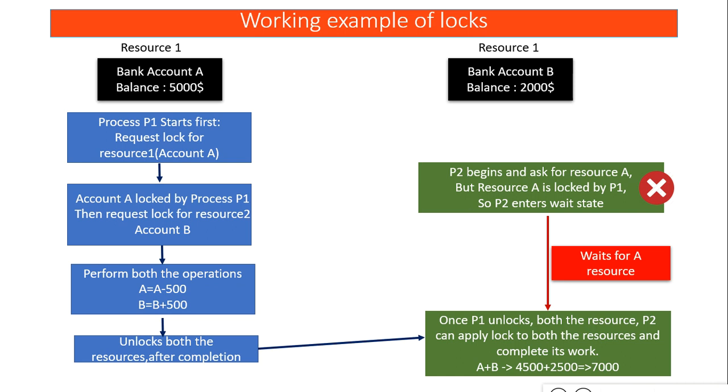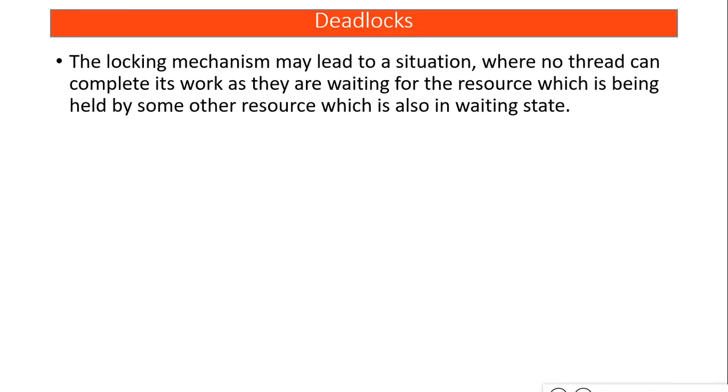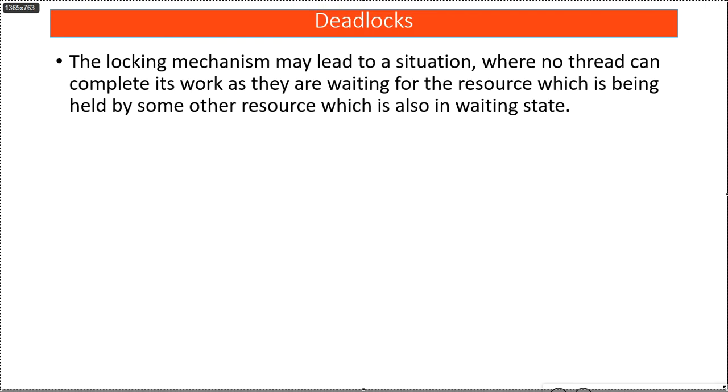But the synchronized keyword, or locks, produces another issue, which is called a deadlock. Let's understand this. What is a deadlock? If two processes are executing for the same resource and waiting for some resource which is held by some other process, so that no process can complete its execution, then it is called a deadlock. Let me give you an example.